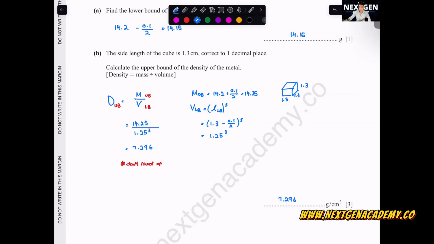Okay, so Sebastian asks, where did the 0.1 come from? It comes from the term correct to 1 decimal place.